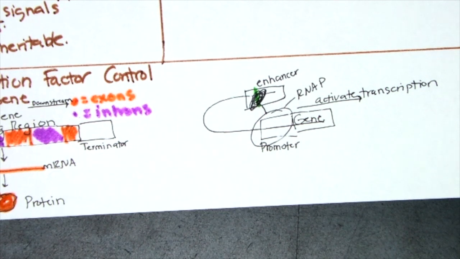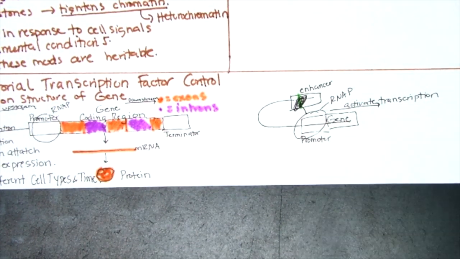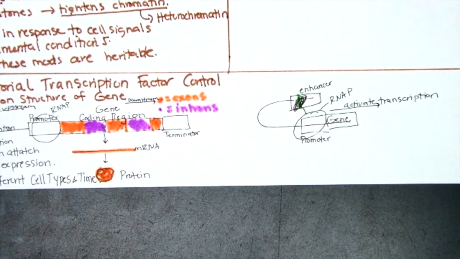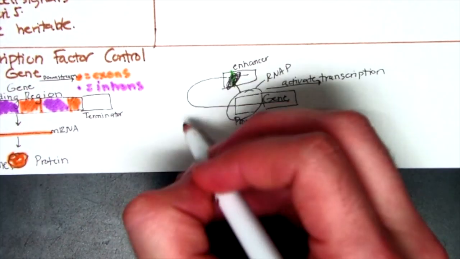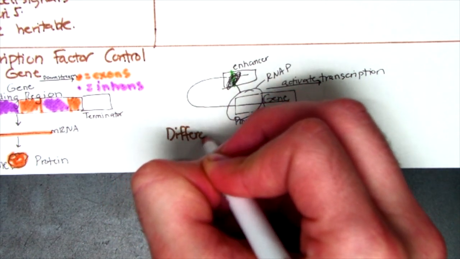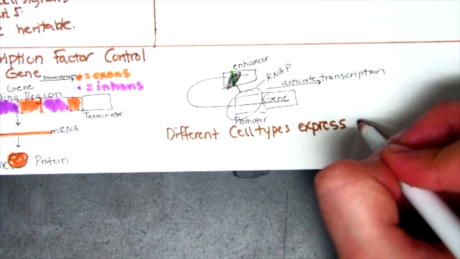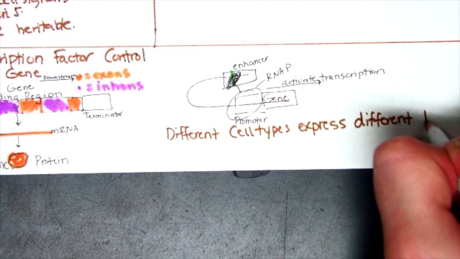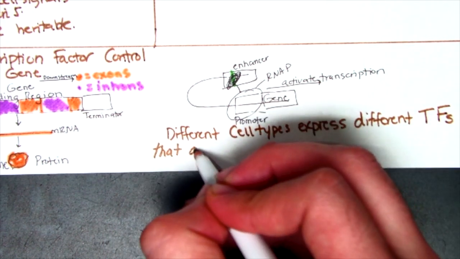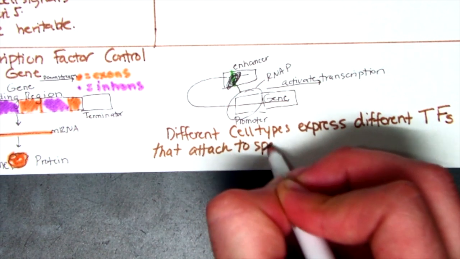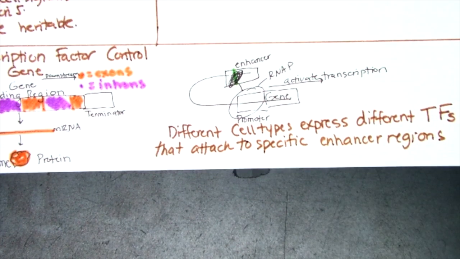So why this is called combinatorial transcription factor control is that what allows different genes to be expressed is that different cell types express different transcription factors, or TFs, that attach to specific enhancer regions.